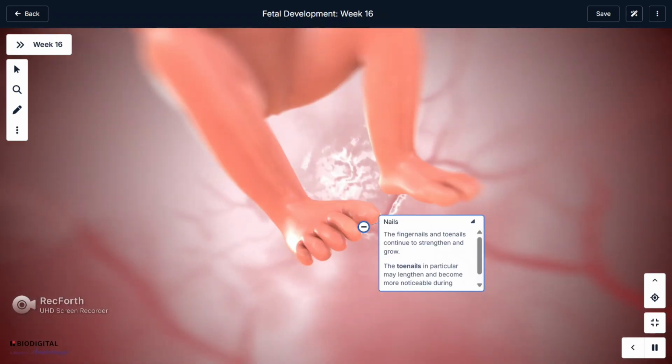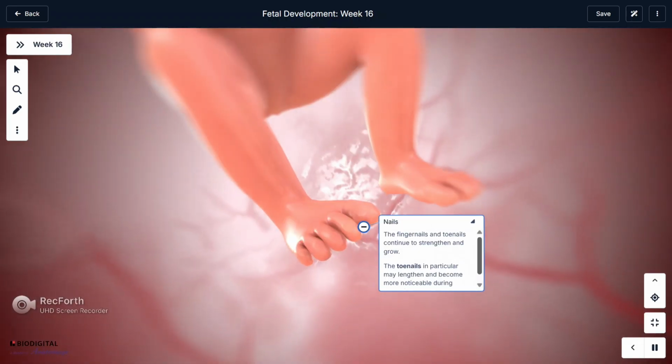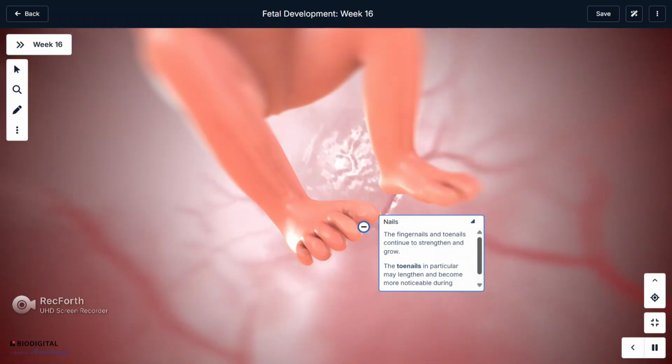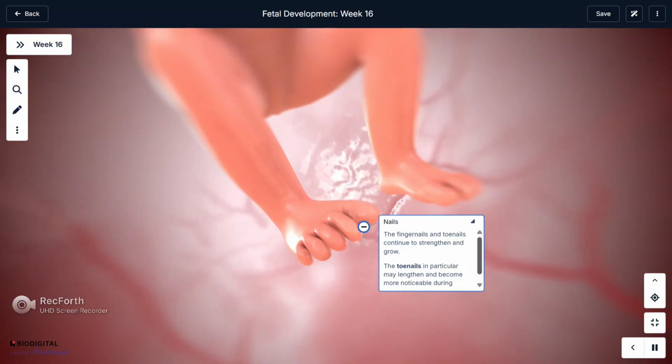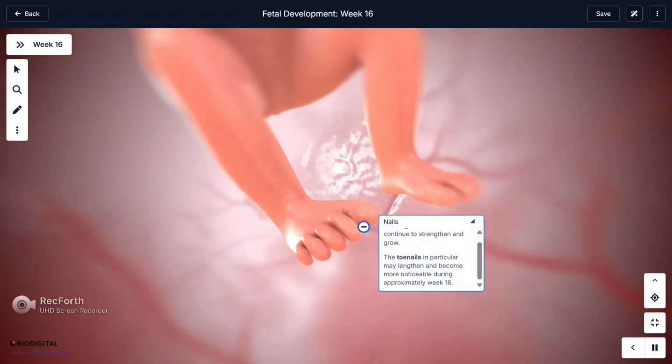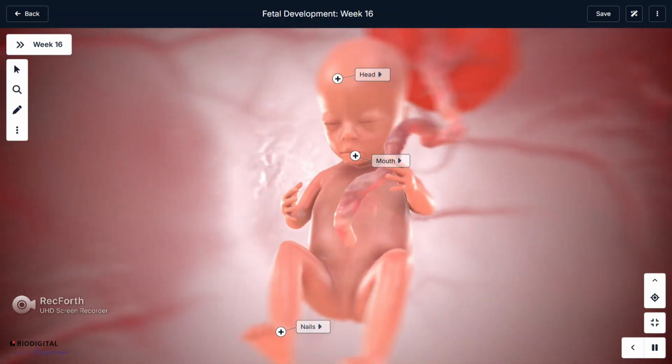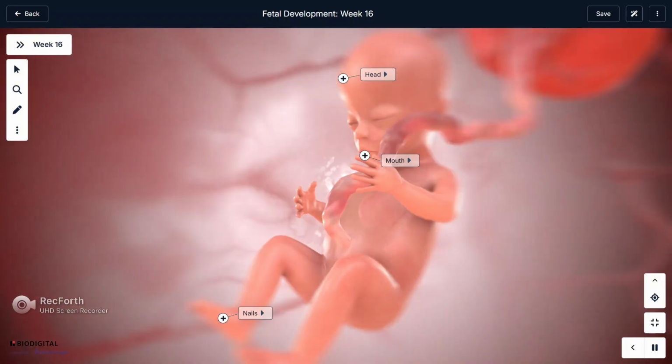The fingernails and toenails continue to strengthen and grow. The toenails in particular may lengthen and become more noticeable during approximately week 16. So this is the fetus by week 16.